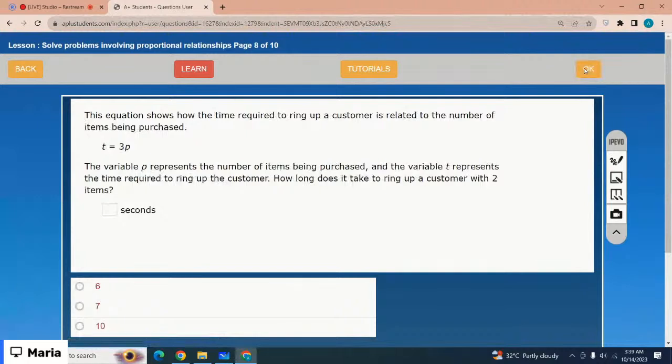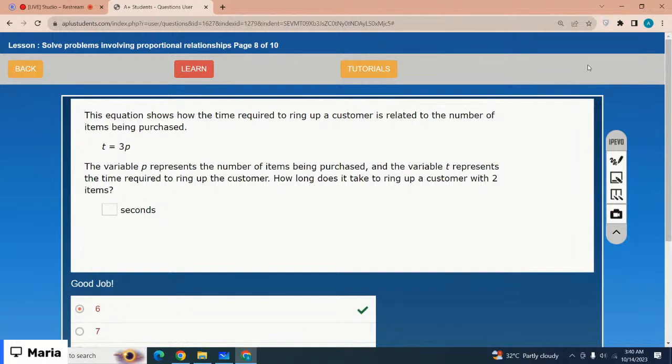Okay, the equation shows how the time required to ring up a customer is related to the number of items being purchased. T equals 3P. The variable P represents the number of items being purchased and variable T represents the time required to ring up the customer. How long does it take to ring up a customer with 2 items? Which is the correct option? Very good. If you have 2 items, you have to do 3 times 2. That means the correct option is 6, right? T represents the time, so that means the time required is 6 seconds, not dollars, sorry.